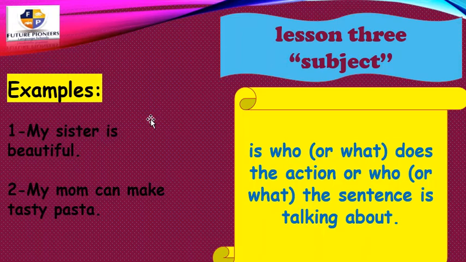So, let's see an example. My sister is beautiful. Where is the very beginning of the sentence? Yes, it's here. So I ask the question: who is beautiful? Yes, my sister. Let's check the other one. My mom can make tasty pasta. Who can make the tasty pasta? And what comes at the very beginning of the sentence? My mom. So, my mom here is the subject of the sentence. Is it okay? Let's practice more.